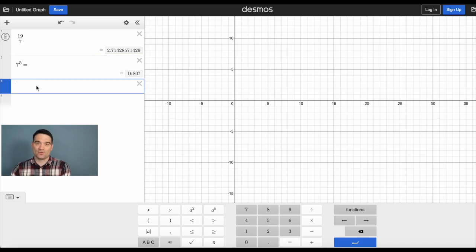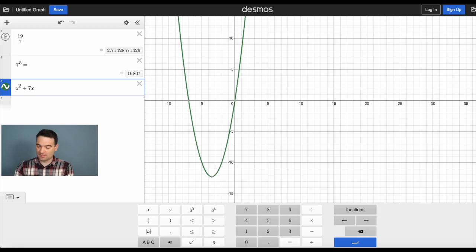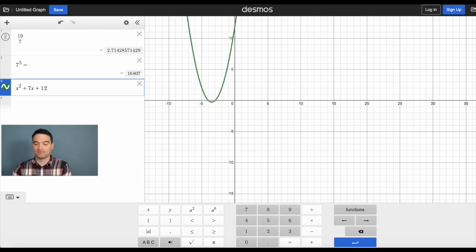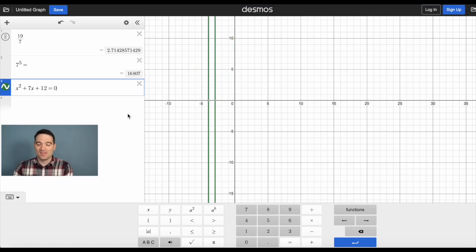I also want to show you how to use this calculator to solve more advanced equations. Let's say that I have the quadratic equation x squared plus 7x plus 12 equals 0. Let's say I have that. What this graph is telling you right here is that the two values that make this true are, I'm going to put my cursor right over the dot, -4 and -3.